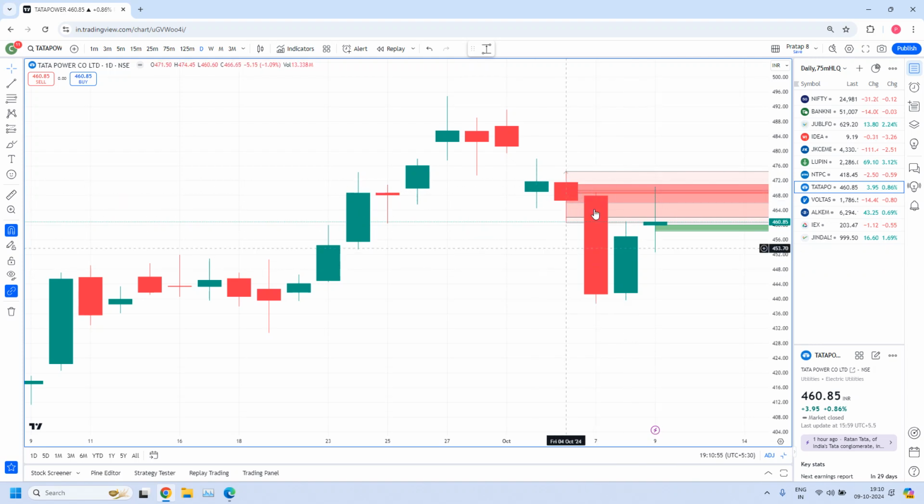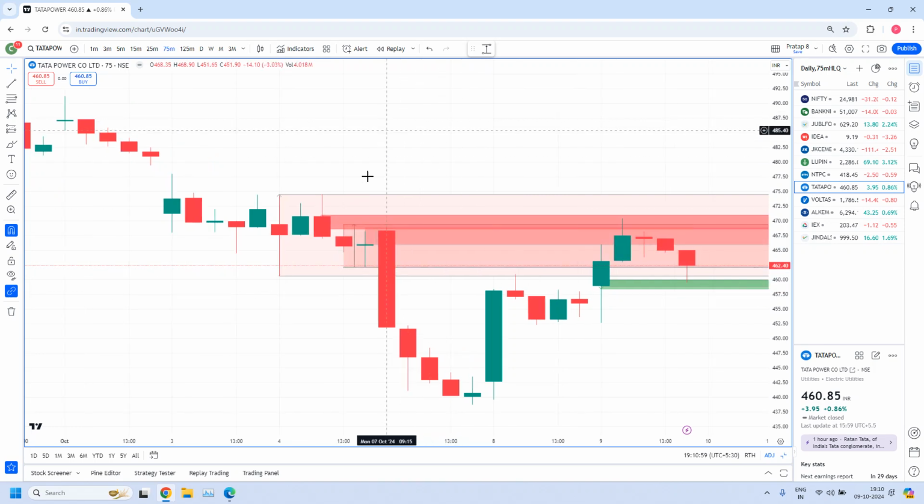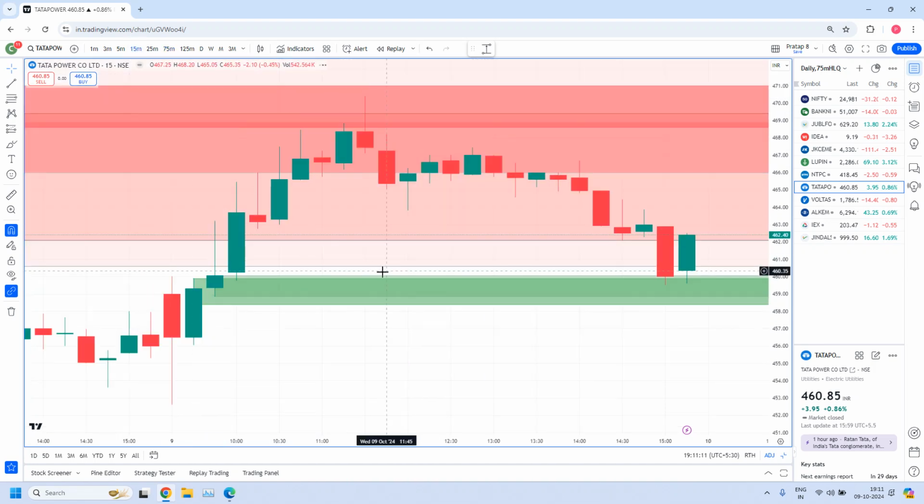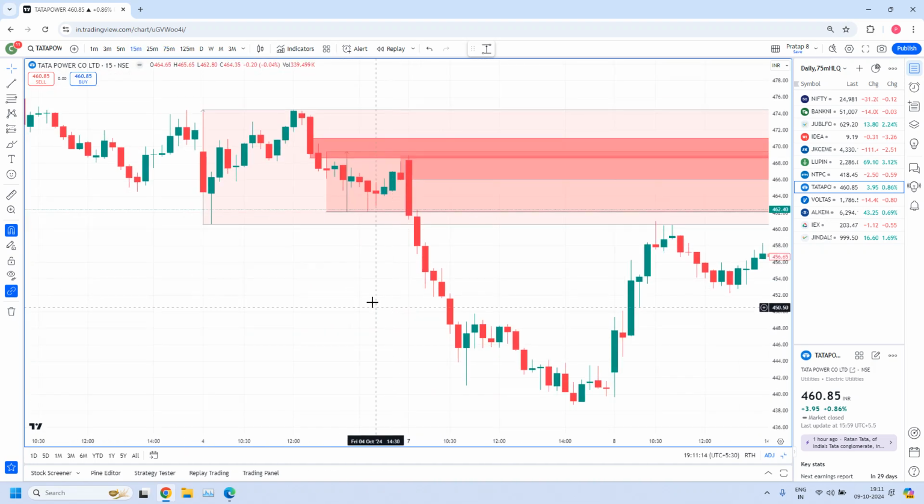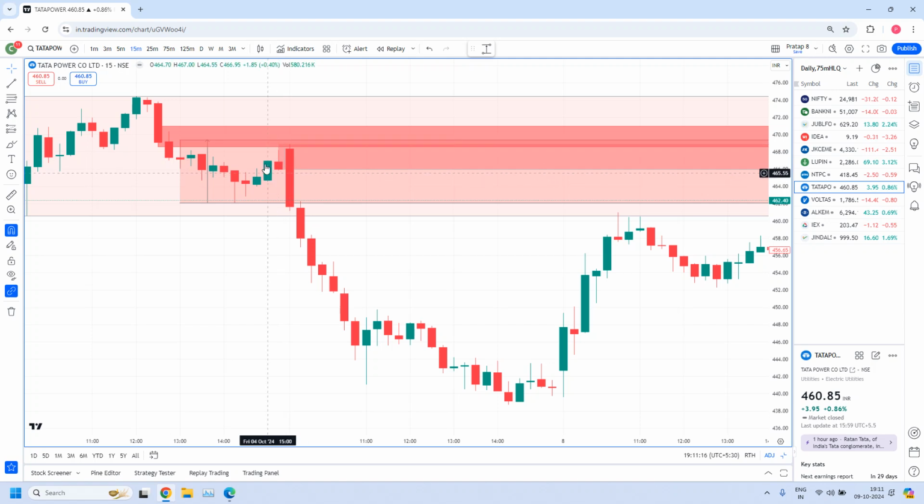Now we fine-tune this zone with the 75 minute time frame. I have identified a drop, 2 base candles and a drop. In the drop-base-drop, this is the fine-tuned 75 minute zone. Again, inside this 75, you need to identify a fine-tuned 15 minute zone. So we have a fine-tuned 15 minute zone here, with a rally, base and drop candle. This is the 15 minute zone.